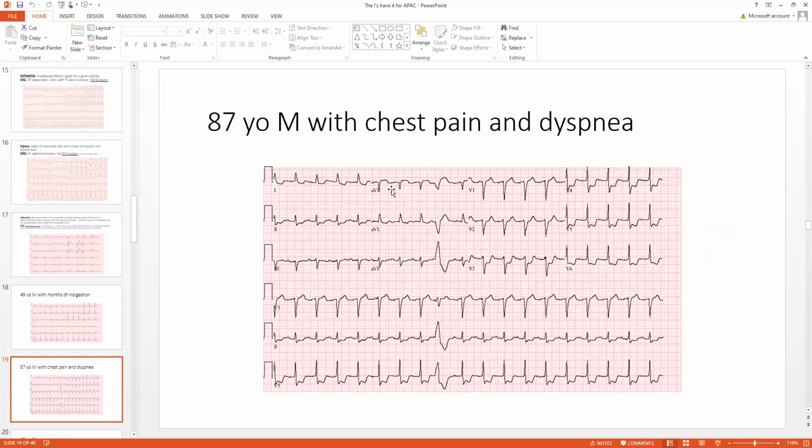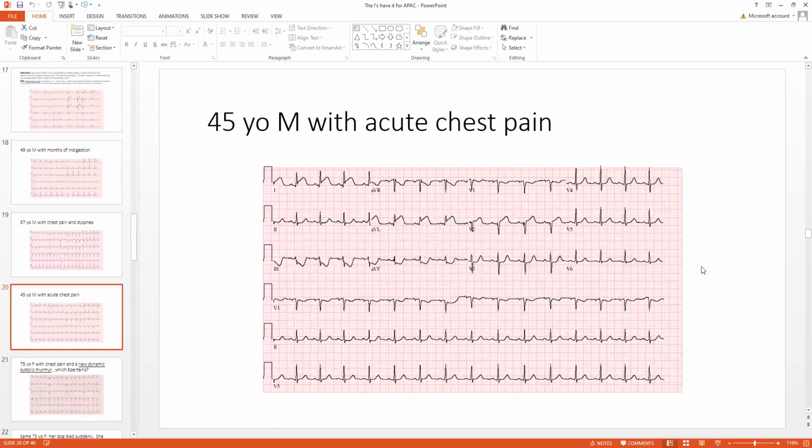ST elevation in AVR. So the combination of large amount of anterolateral ischemia with ST elevation in lead AVR adds up to left main coronary artery, before the branches, stenosis. And so this patient gets stabilized. The dyspnea comes from increased end diastolic pressure, which backs up into the pulmonary veins and causes dyspnea. So if the blood pressure will tolerate it, you can slow the rate, give some diuretics, take the patient to the cath lab.